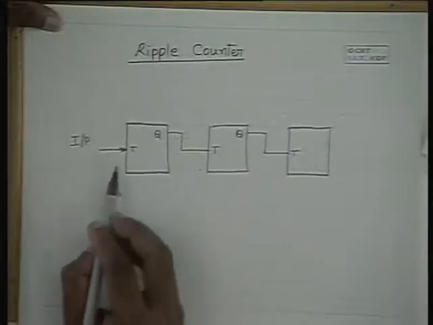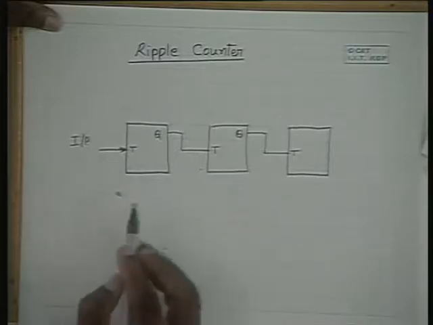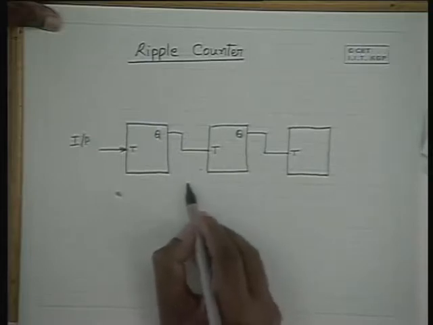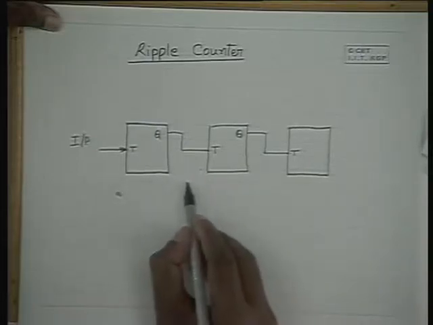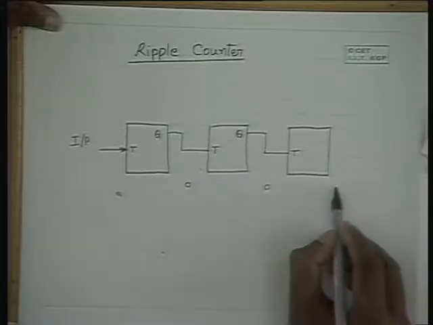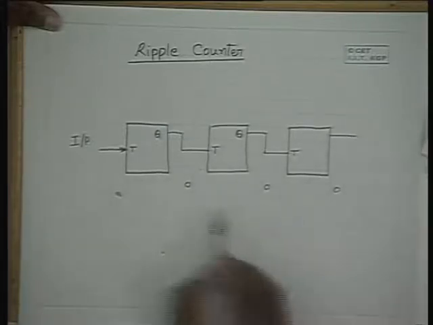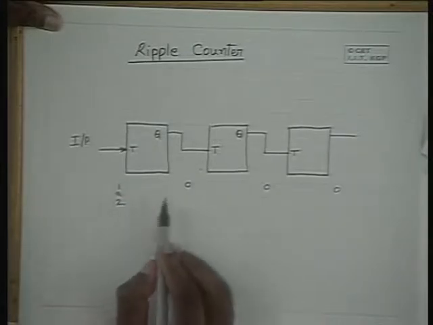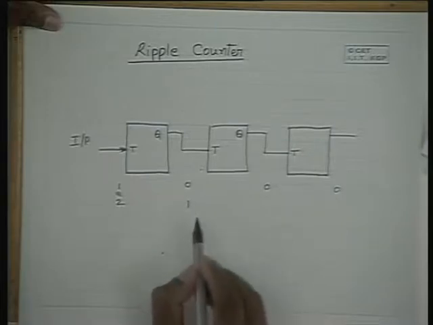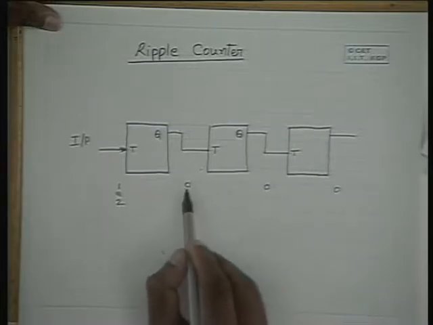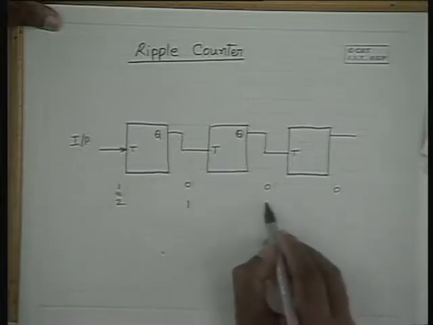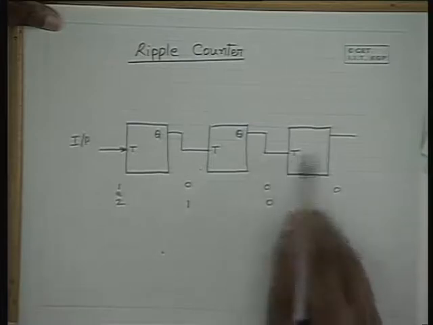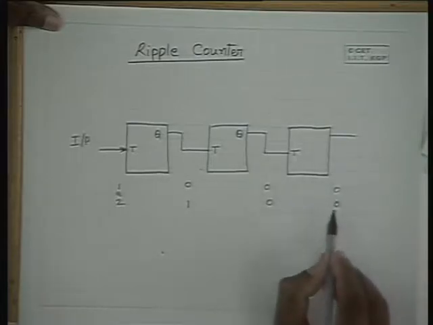Please note that when the first pulse goes in, we have the output remaining as 0, 0, 0 here for the first pulse. Only when the second pulse goes in, this becomes a 1, and because there is only a positive transition here, it will remain 0, and because there is no transition here, this toggling flip-flop doesn't respond, therefore it will remain as a 0.